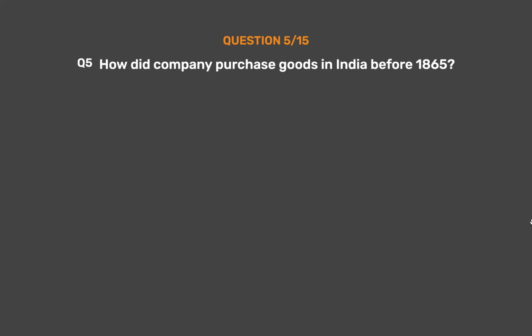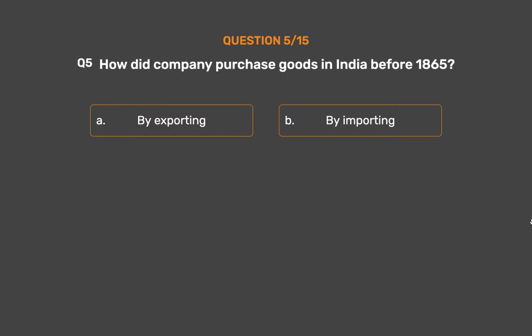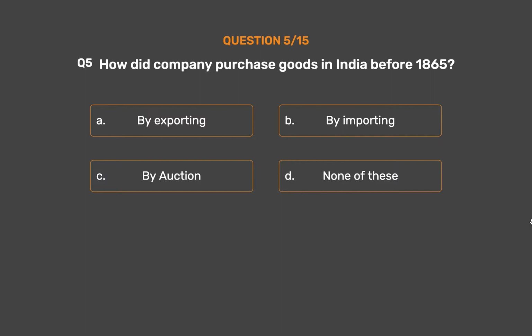Question number 5. How did company purchase goods in India before 1865? Option A. By exporting. Option B. By importing. Option C. By auction. Option D. None of these.